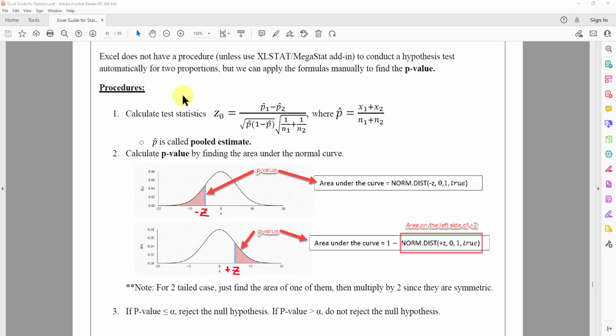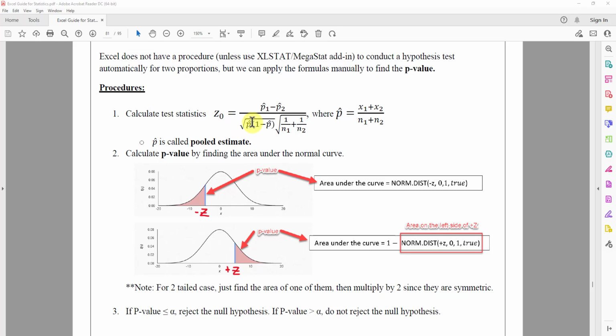The first step is to find the test statistic Z0. To find the test statistic, we use the formula p hat 1 minus p hat 2 divided by the square root of p hat times 1 minus p hat, and then multiplied by 1 over n1 plus 1 over n2. P hat is the pooled estimate, and it is found by taking x1 plus x2 divided by n1 plus n2.